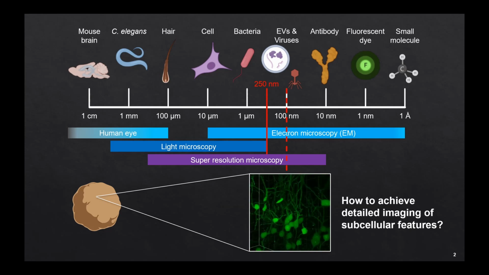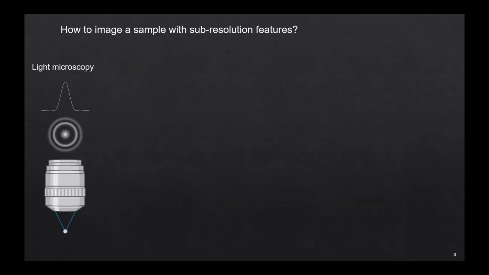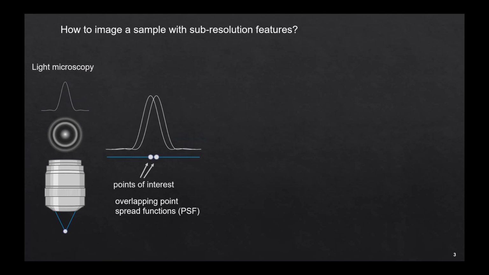image with subcellular features. So first, let's have a look at what's happening under the microscope. So we have a point source. After the objectives and all the lenses, that point source doesn't look like a point source anymore. So it is more blurry, it's distorted. So when we have two elements that are too close to each other, the PSF, this distortion, is overlapping and it's difficult to differentiate.